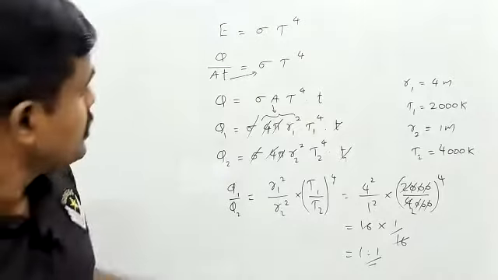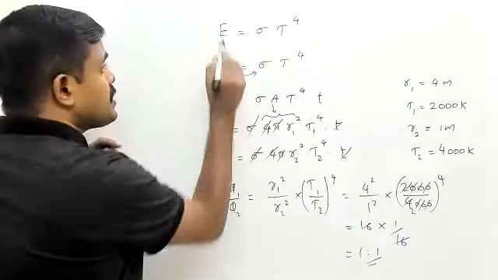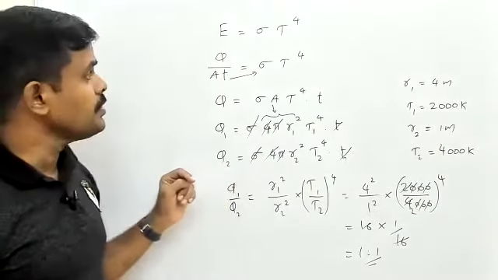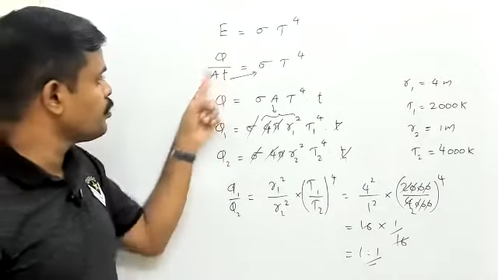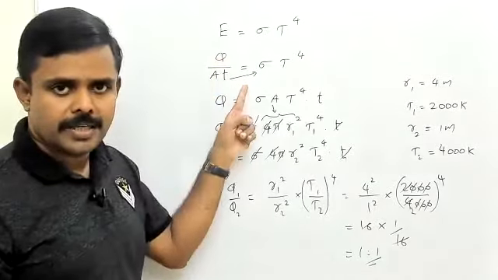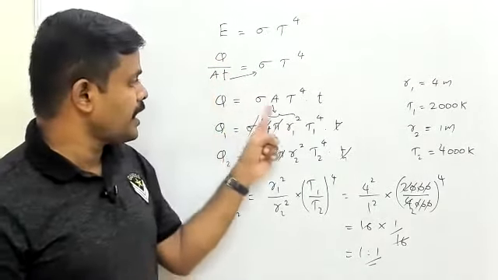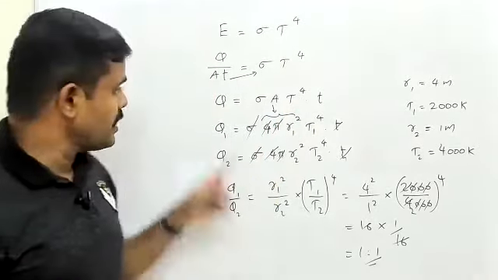Energy radiation means E is equal to sigma T raised to 4. You have to use Stefan's Law. So E is Q by AT, energy per area per second. I've told you a billion times now. Then cross multiply. Q will be equal to sigma A T raised to 4 into t. What I need is energy radiation.